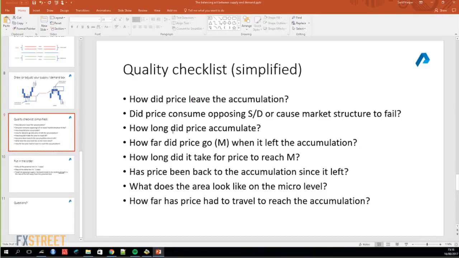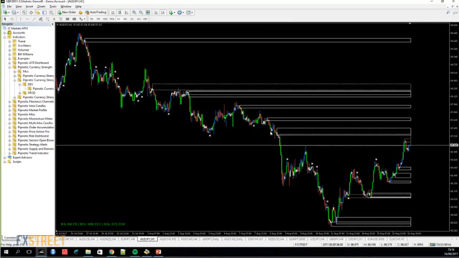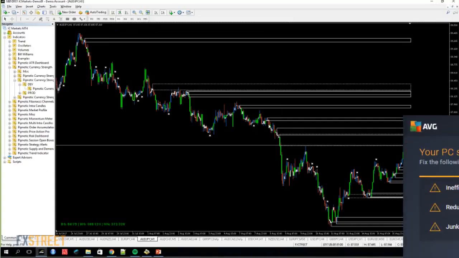If we look at some of these other quality checklists, you can see here, how long did price accumulate? If we go back here, you can see that price accumulated for a long time. There's nothing but accumulation in and around this area, which shows us there's not an imbalance in supply and demand. There's the opposite. There's a balance in supply and demand.